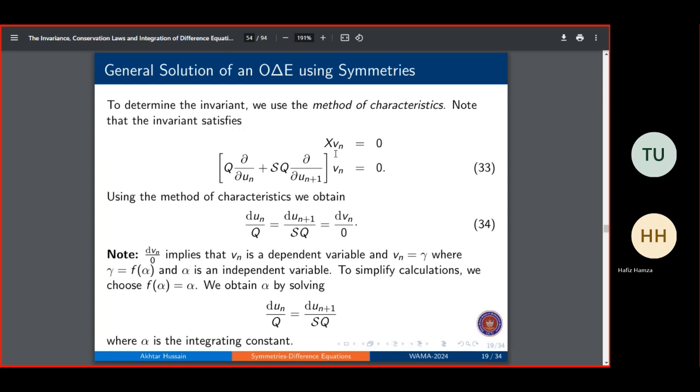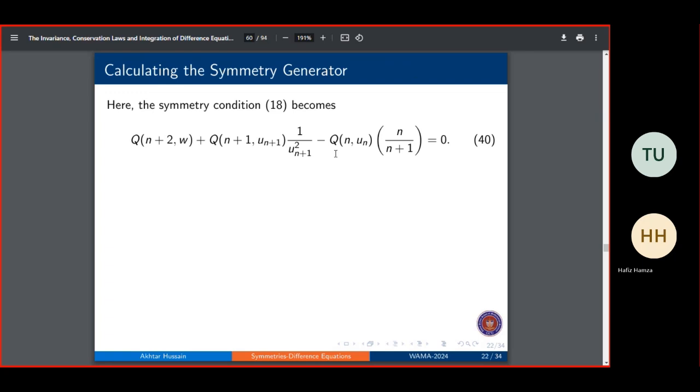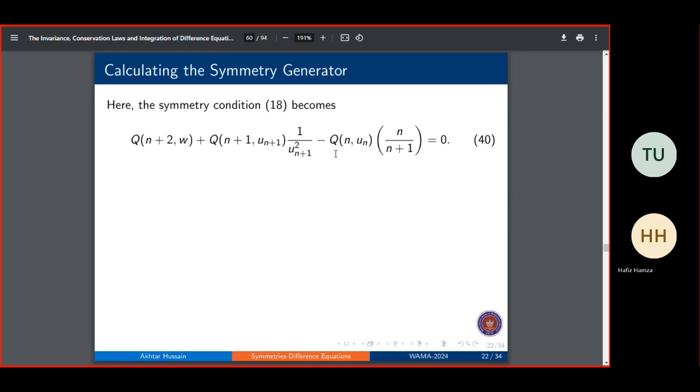Next we apply this theory to a problem. We consider here a second order difference equation that is given in 39, and by the symmetry condition we follow this relation. This equation is difficult to solve because it contains three arguments of the characteristic Q.